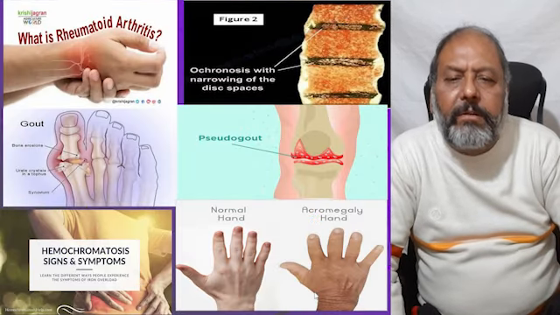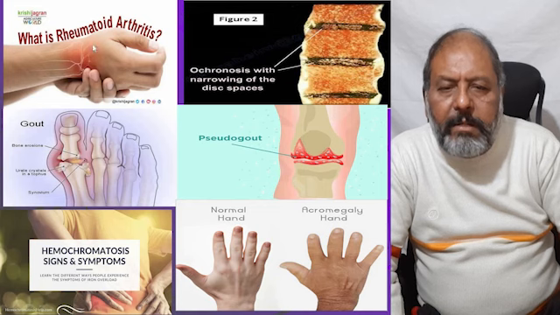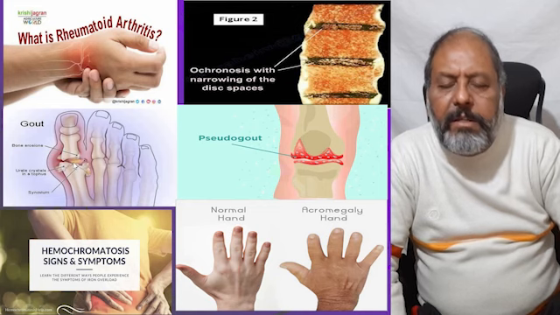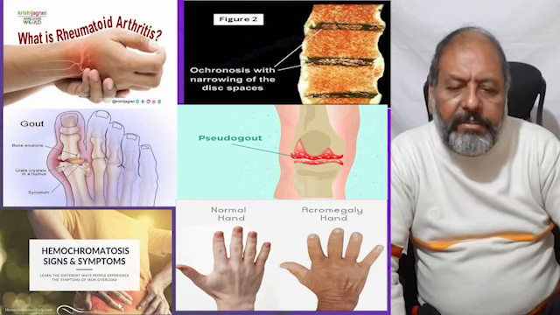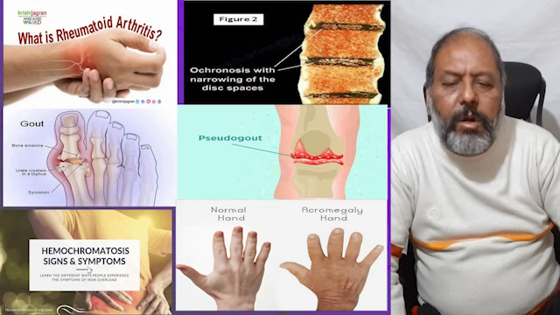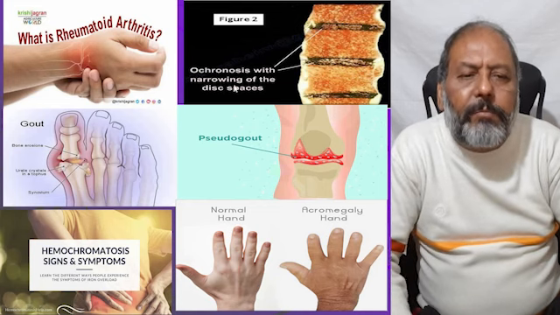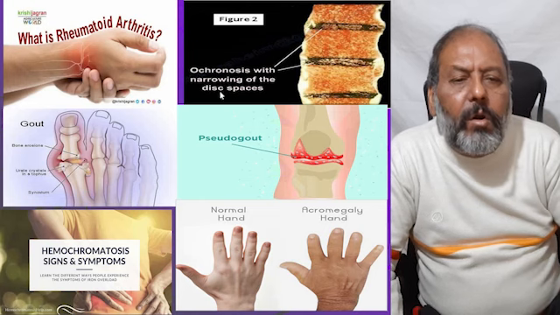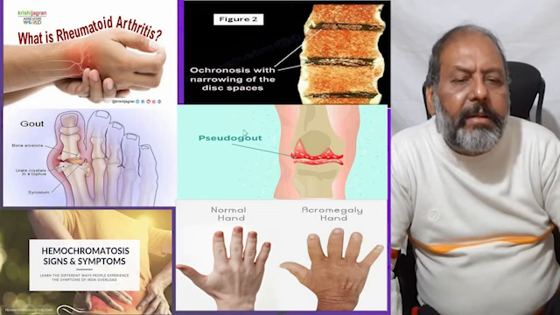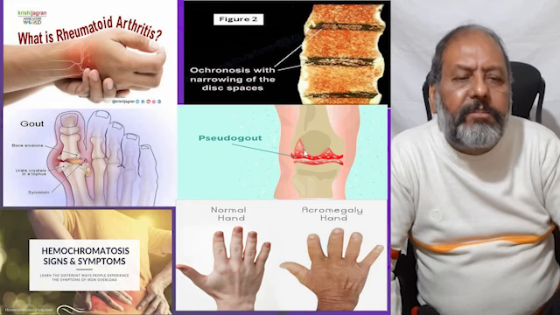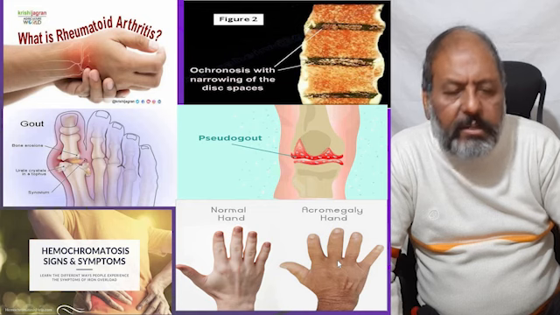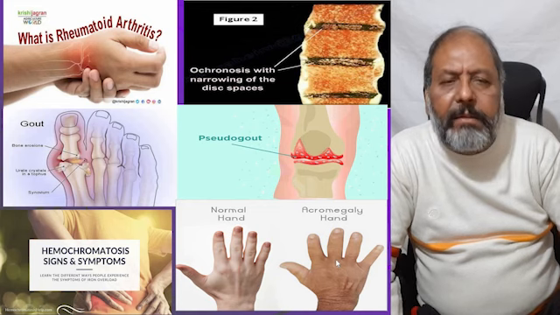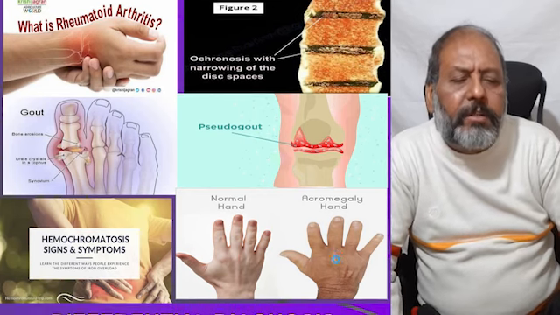So here one can see the red, hot rheumatoid arthritis joint, and in gout there is big toe involvement and an increased uric acid level. In hemochromatosis, there is an increased iron level and pain in the joints. Similarly, in ochronosis there is narrowing of the disc space, and in pseudogout there is calcium deposition in the joint. In acromegaly, there is a large hand, and that is also very prone to osteoarthritis.